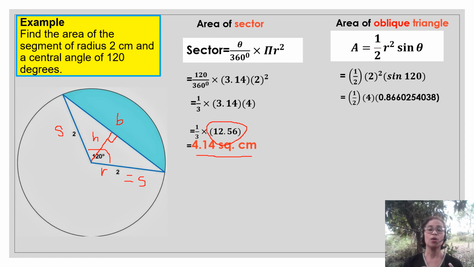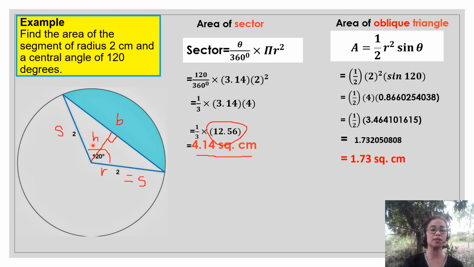Now, multiplying all of this, we get 3.464101615. Then we are going to multiply it by 1/2. Therefore, we have 1.732050808. Rounded off, we get only 1.73 square centimeters. So that is the area of this triangle here, the obtuse triangle, or what we call the oblique triangle.